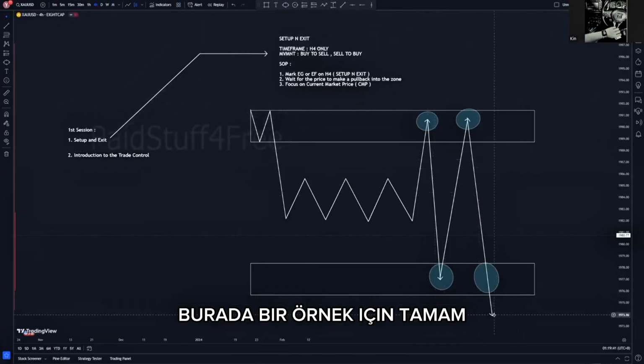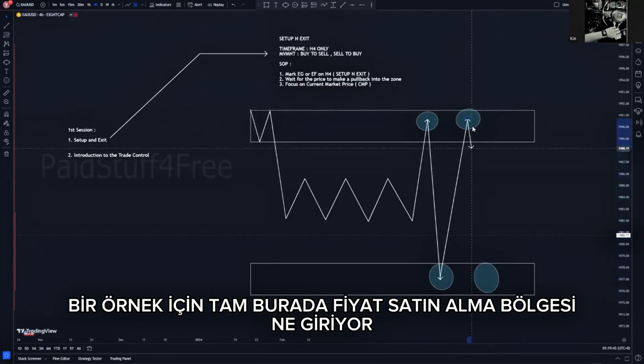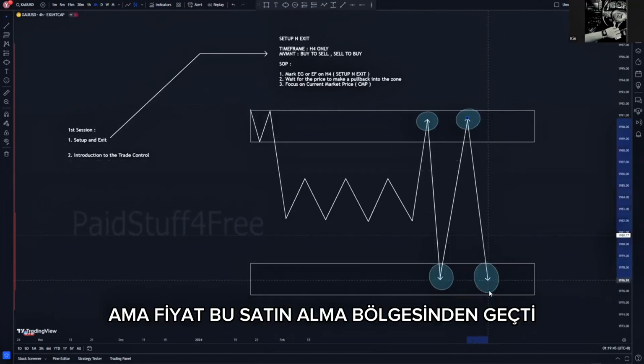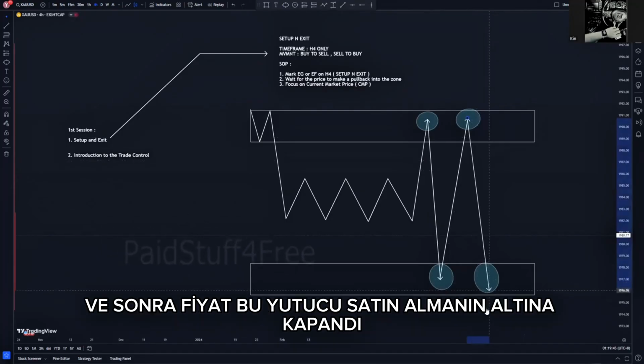For example, right over here, the price gets into the buy zone, but the price went through this buy zone, and then the price closed below this engulfing buy.